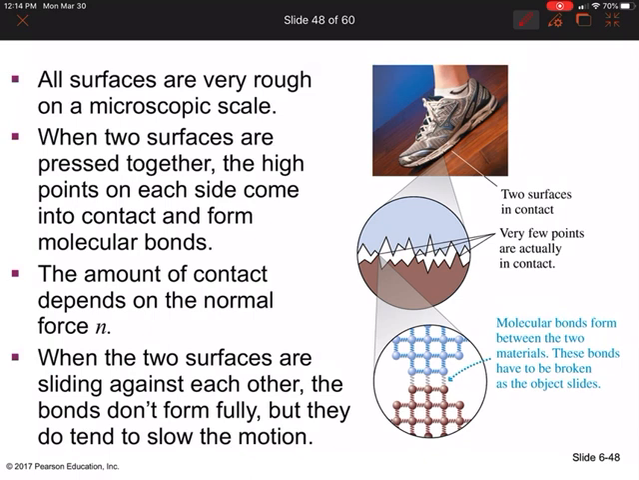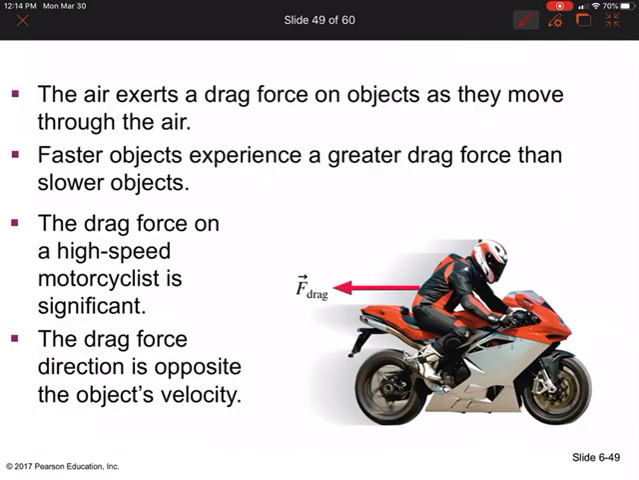This next slide is just saying, I feel like we've already had this slide, that there are frictional forces and that they have these molecular bonds that are kind of like springs being compressed. And if that bond is broken, then something could slide. So, all right, I'm going on to drag.